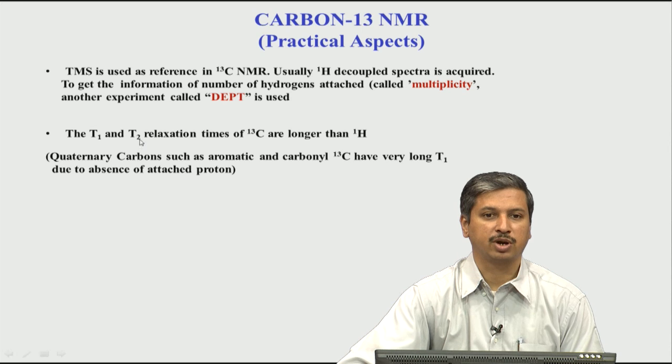One thing one has to know practically is that the T1 and T2 relaxation of carbon is much longer than hydrogen. This is theoretically because of the low gamma of carbon. Whenever the gamma is low, the dipolar interactions are weaker, and whenever dipolar interactions are weaker, the T1 and T2 are longer. So T1 and T2 relaxation for carbons is longer than hydrogens. In fact, if you go to carbons where there are no hydrogens attached, such as quaternary carbons in aromatics, or if you look at carbonyl, they have very long T1 relaxation in the absence of protons.